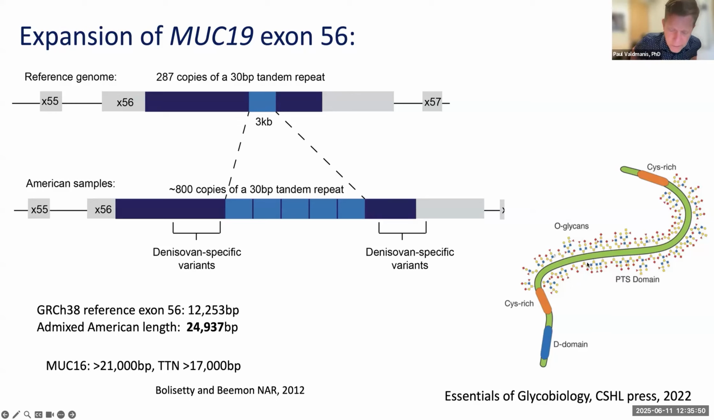The mucins are proteins involved in lubricating the lung, the trachea, and other organs, and are particularly involved in the front line of defense against pathogen infections.